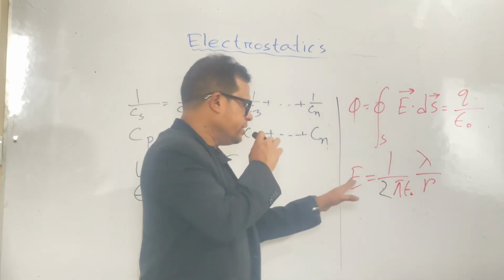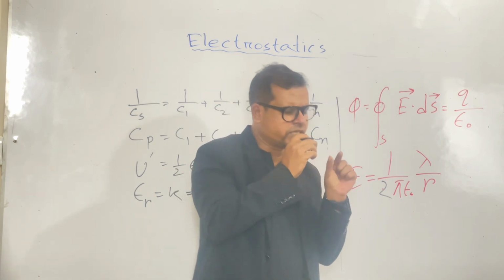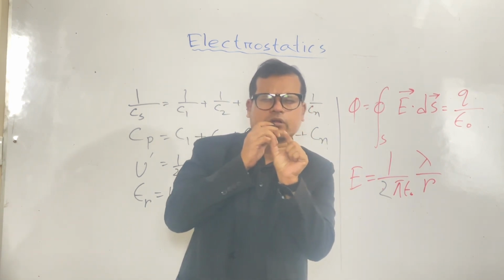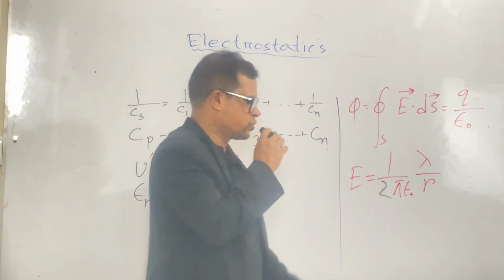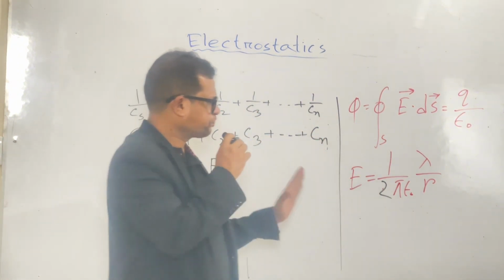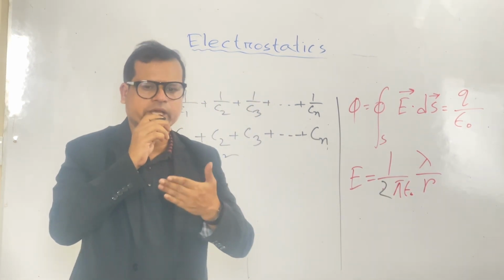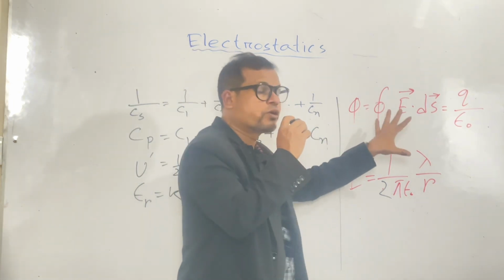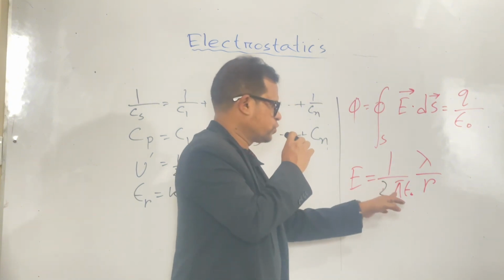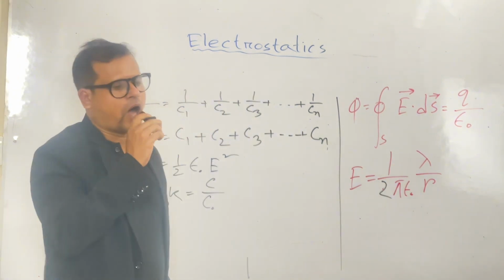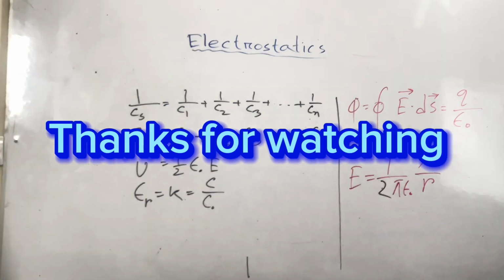E equal to lambda over 2 pi epsilon naught R, where lambda is the linear charge density of a very thin conductor. E is the intensity, and this intensity has been derived by Gauss's theorem. From this theorem we can calculate E equal to 1 over 2 pi epsilon naught times lambda over R. Okay, dear guys, try to remember this. Thanks a lot. Assalamu alaikum.